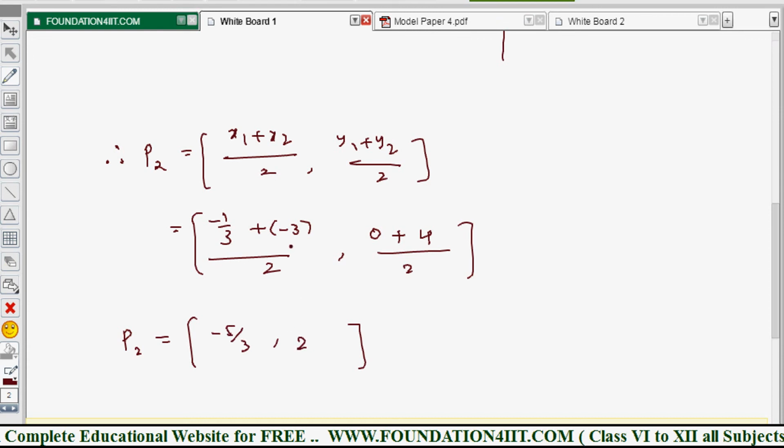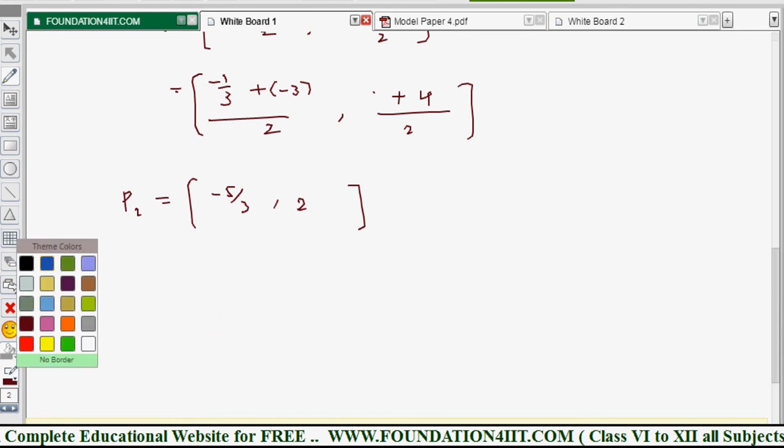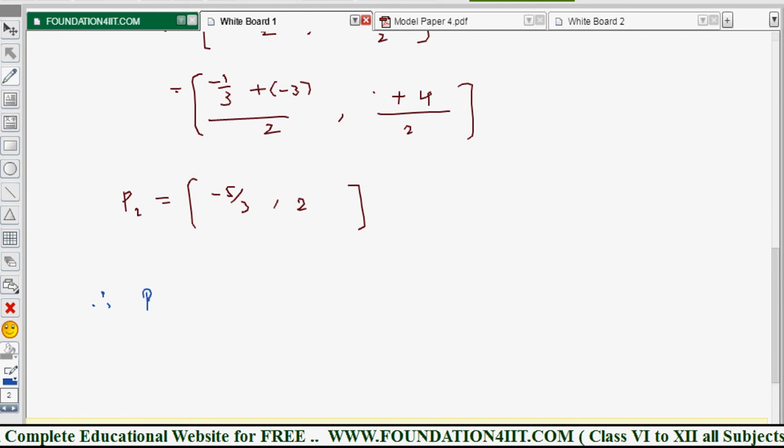Minus 1 by 3 plus minus 3, just do LCM and cancel, you get this answer. So therefore the coordinates of the point of trisection are these both. Then from these two we will write the answer. Therefore P1 is one of the points, minus 1 by 3 comma 0, and P2 is the other point, minus 5 by 3 comma 2. These are the points of trisection.